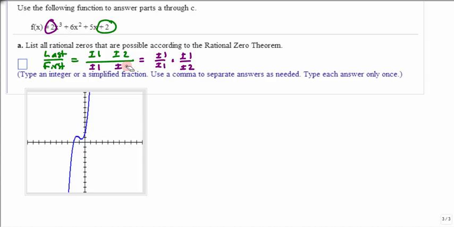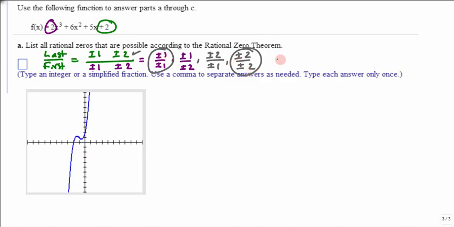Whoops, this should be a 2 right here. So plus or minus 1 over plus or minus 1, plus or minus 1 over plus or minus 2. Now the second one, the 2 will be my numerator, plus or minus 2 over plus or minus 1, plus or minus 2 over plus or minus 2. Now this reduces to a 1, and this reduces to a 1. So when I make my list, I don't need to double count them. So I'm going to have a -2 from here, and then I'll also have a +2 from there. Now from over here, I'll have a -1 and a +1.